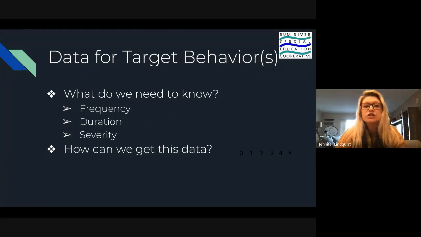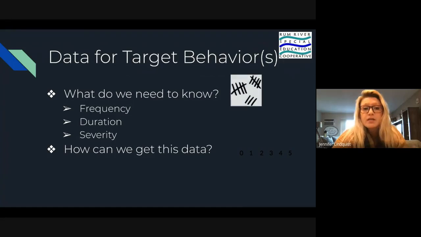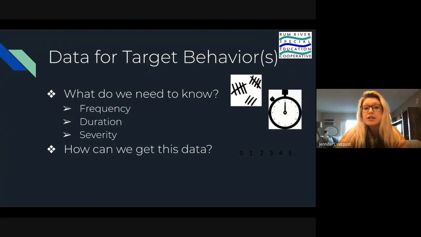So what do we like to know about those target behaviors? We like to know the frequency, the duration, and in some cases, the severity. The frequency is the tallying or the number of times that behavior occurs during a specific time period. Duration is the amount of time that a target behavior occurs for, whether that be 20 seconds, 30 seconds, 20 minutes.